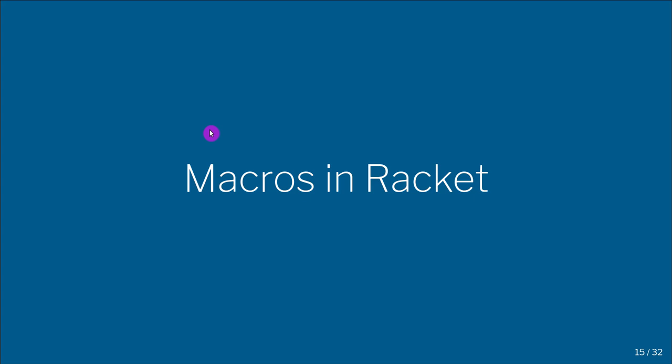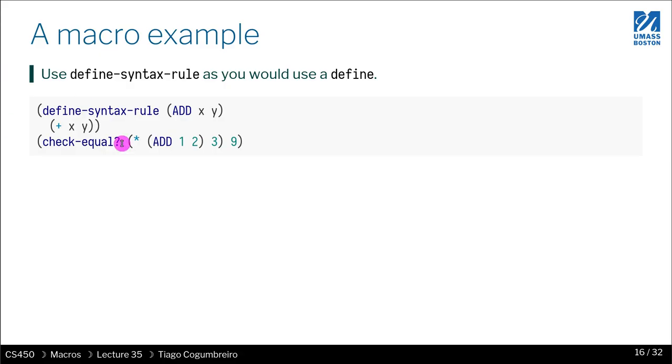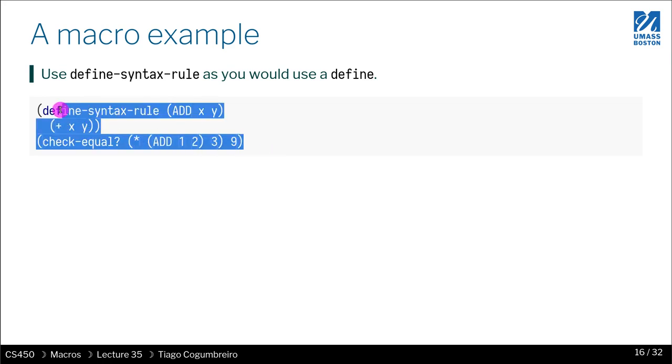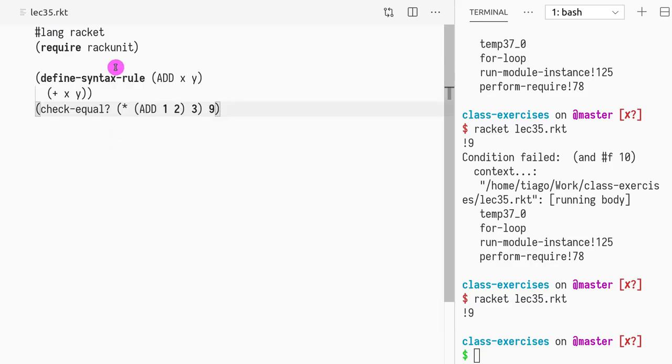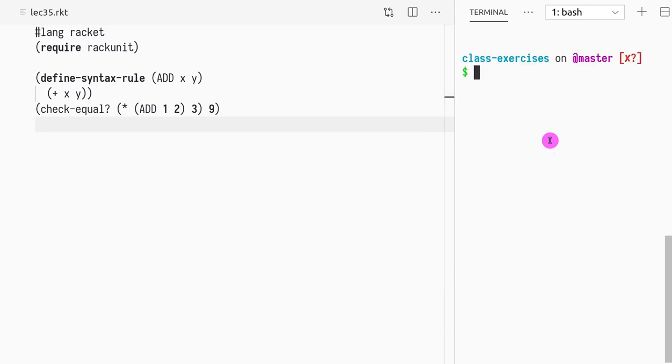How do we use macros in Racket? I will give you now a few examples to highlight and showcase how you use macros in Racket, so how to define them and then use them. The simplest example is revisiting the add macro that we wrote in C, and now we're showing how to run it in Racket.